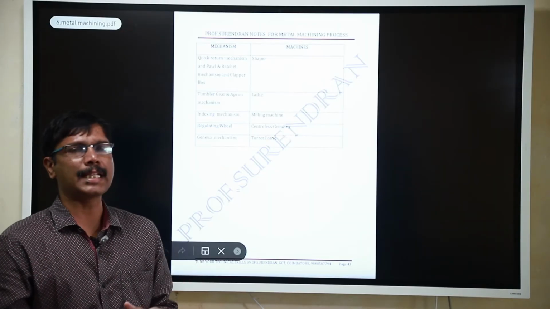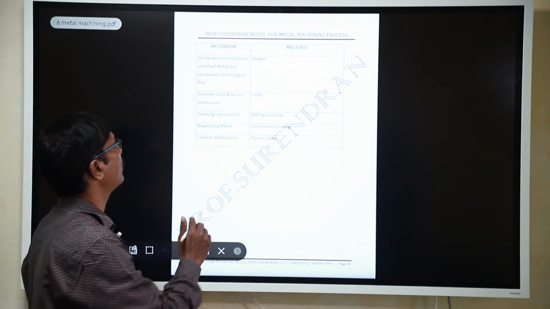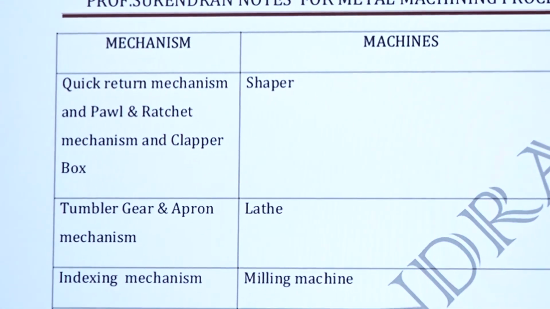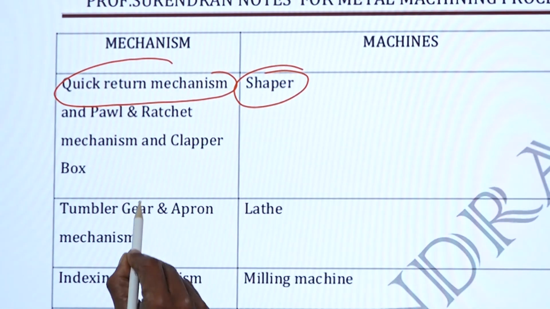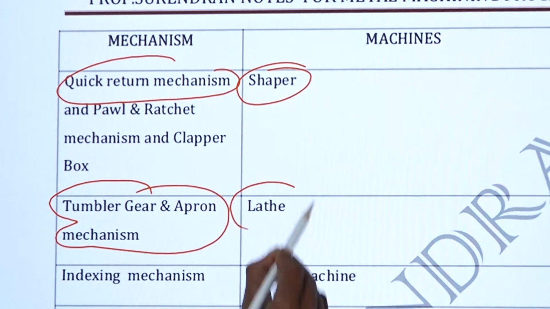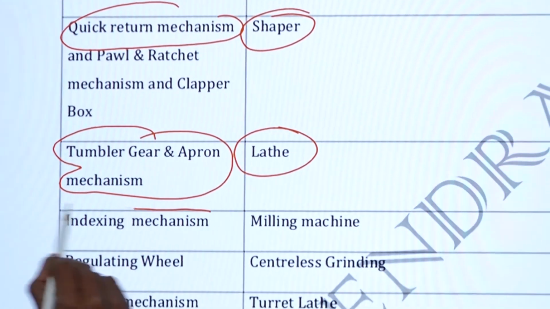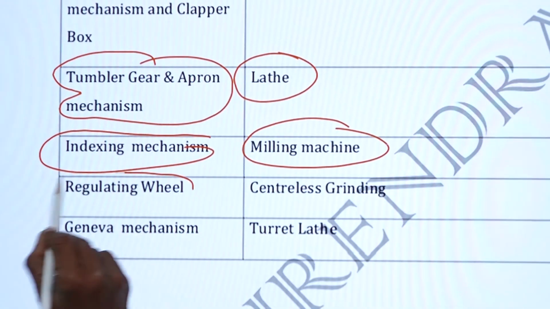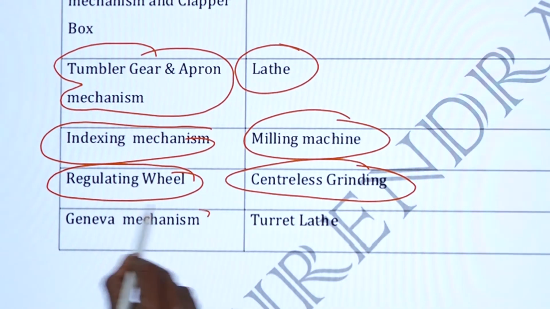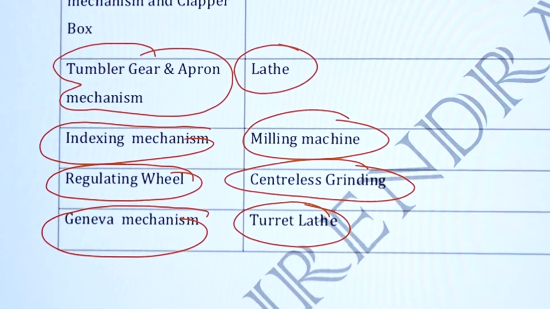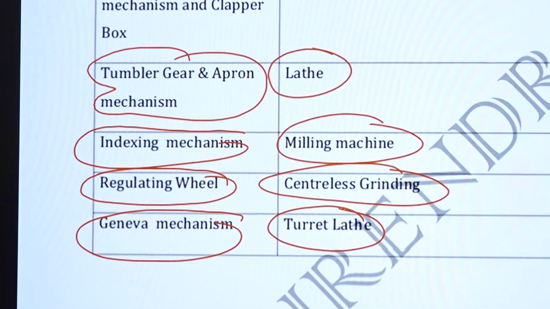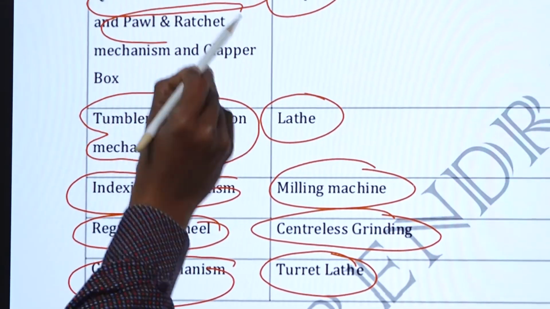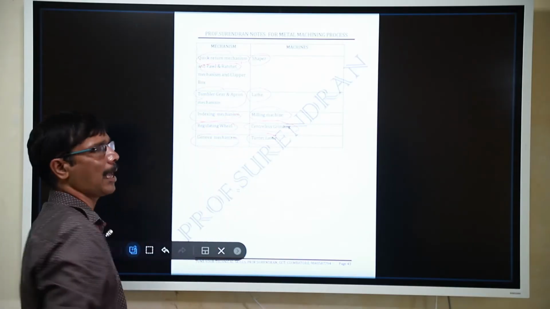So what are the different mechanisms associated with the different machines? The quick return mechanism is associated with the shaper. The tumbler gear and apron mechanism are used in the lathe. The indexing mechanism is in the milling machine. The regulating wheel is used in centerless grinding. The Geneva mechanism is used in the turret lathe. So these are the mechanisms associated with different machines. And in the shaper, a ratchet and pawl mechanism is there with the clapper box.